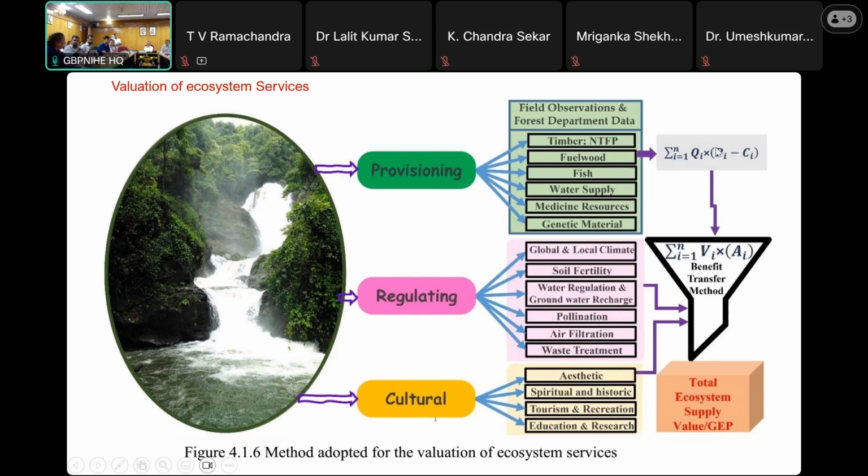See, you are taking only the benefit that you get. Suppose you are selling 1 kg of fuelwood at 5 rupees. If the market price is 5 rupees and the cost of extraction is 3 rupees, then 2 rupees is your profit or the benefit. That is what has been accounted for in this. So now you get this for each of these.